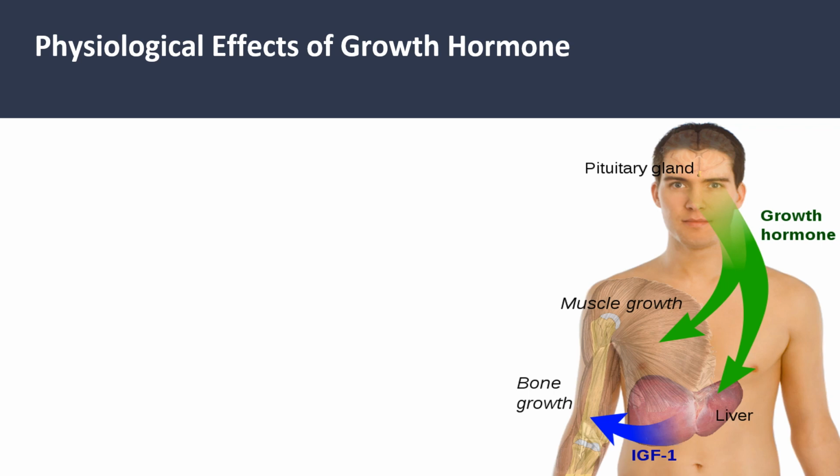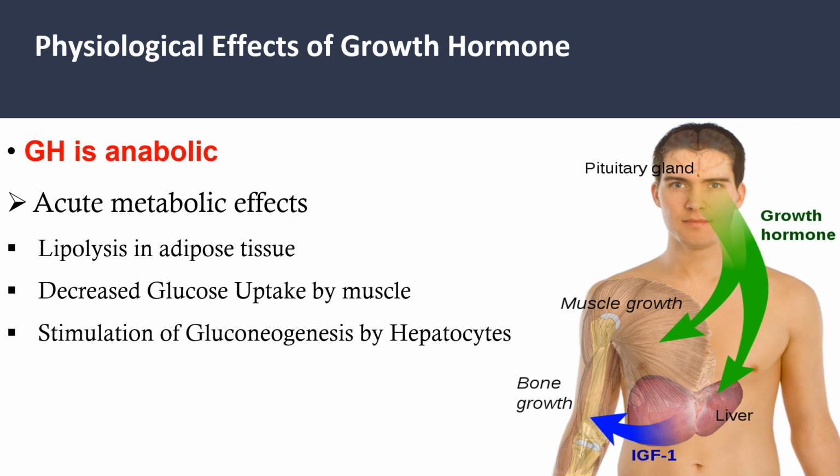Physiological effects of growth hormone. Growth hormone is an anabolic hormone with profound short-term metabolic effects and also long-term growth promoting effects. So the acute metabolic effects are like lipolysis in the adipose tissue, decreased glucose uptake by the muscle, and stimulation of gluconeogenesis by the hepatocytes. So these are due to its direct actions on target tissues.